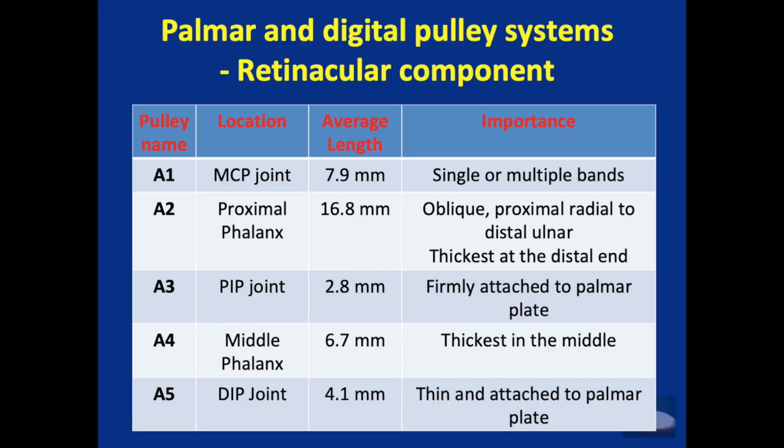this sheath. So as we have seen, the A1 pulley is over the metacarpophalangeal joint. It has a length of about 7.9 millimeters. The A2 pulley over the proximal phalanx has an average length of 16.8 millimeters. This is the most important pulley as far as the biomechanics of the tendons are concerned. The A3 pulley over the proximal interphalangeal joint has a length of about 2.8 millimeters, and the A4 pulley over the middle phalanx has a length of 6.7 millimeters, and the A5 pulley over the distal interphalangeal joint has a length of 4.1 millimeters. Both the pulleys over the PIP and the DIP joint are attached to the palmar plates.